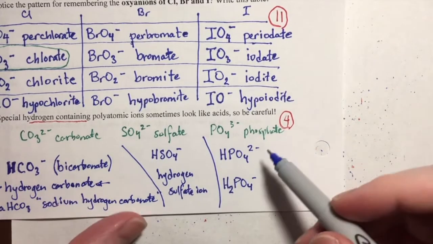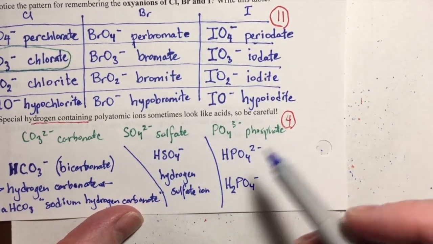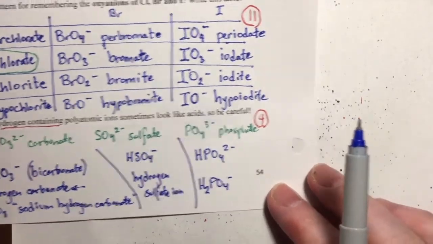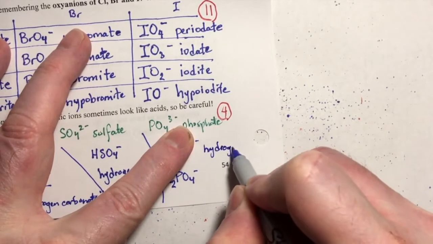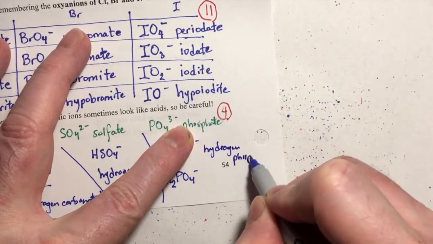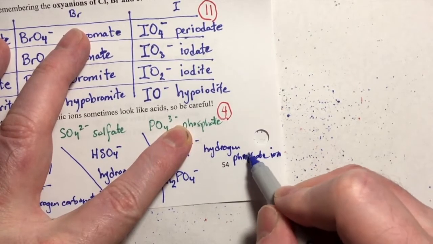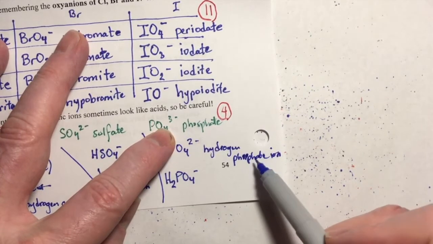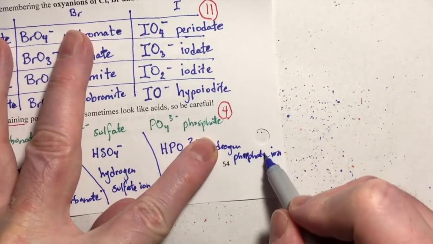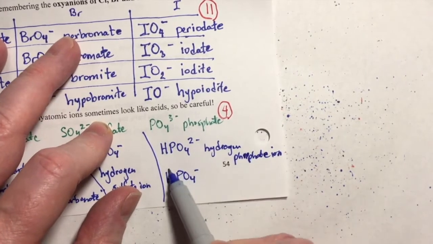So, what do you think that we're going to call this one? If we add one hydrogen to phosphate, it becomes a hydrogen phosphate, right? Hydrogen phosphate. This is a hydrogen phosphate ion right up here.